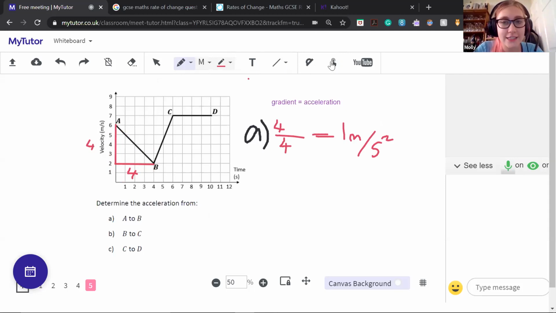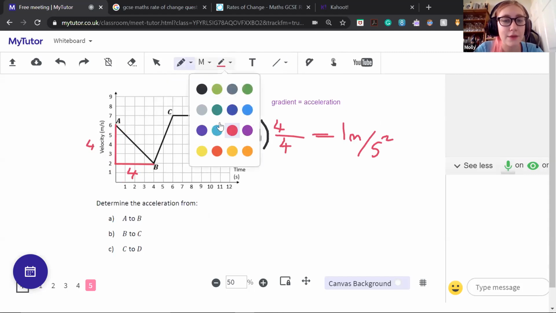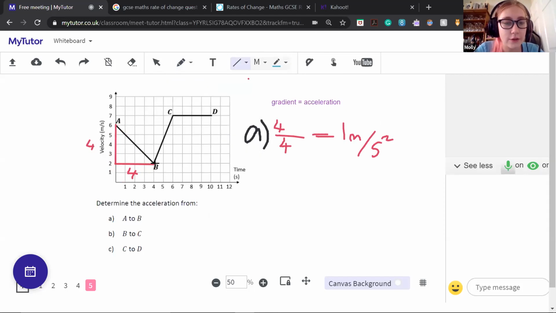Now looking at between B and C, we're going to do exactly the same thing. We draw a little triangle between the two of them because, again, we're trying to find the acceleration, so we're trying to find the gradient. Oh, I just realized something. This should be a negative. Notice how the gradient is negative here? That's going to be a negative meters per second squared. At the beginning, we said that the direction mattered. And the reason is a negative acceleration implies that the speed is decreasing, which it absolutely is here.